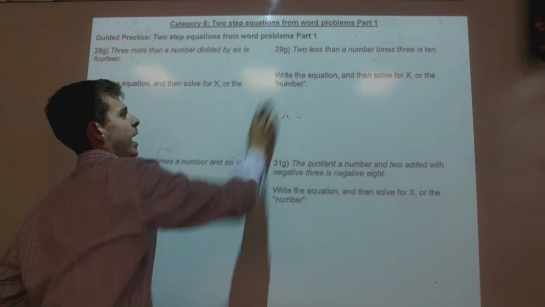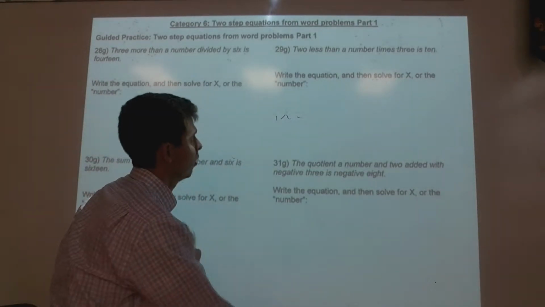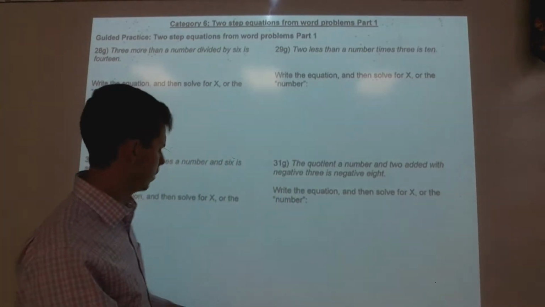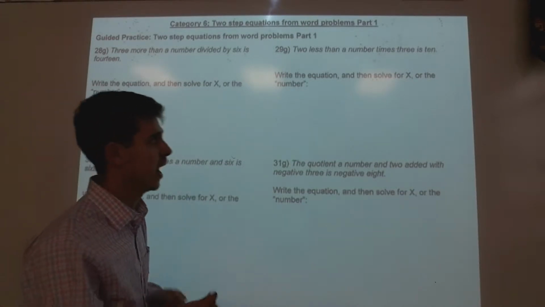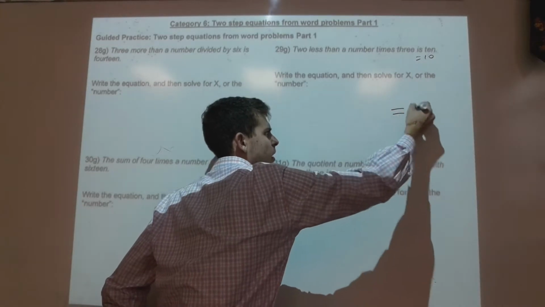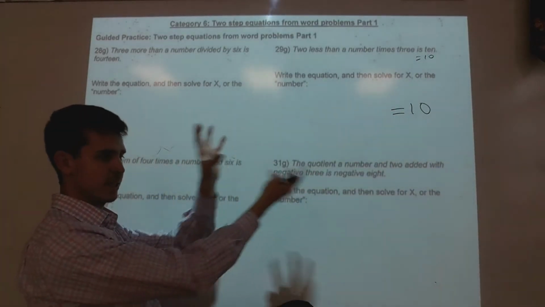Let's go ahead and look at problem 29G. Write the equation and then solve for x. So it's going to be 2 less than a number, times 3, is 10. I always like starting here: is 10. That's an easy place to start. It's going to be is 10. And it's 2 less than something.